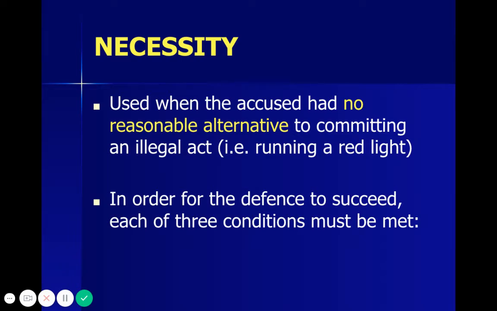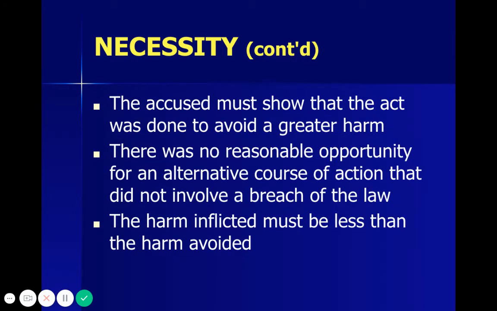Now, it's not as simple as saying, but I needed to run the red light. You actually have to prove a few things. So first you have to prove that the act was done to avoid a greater harm. So I was trying to avoid an accident with the vehicle behind me. Second, you have to prove that there was no reasonable opportunity for any alternative course of action that wouldn't have also involved a breach of the law. So I couldn't have changed lanes because there were cars on either side of me.